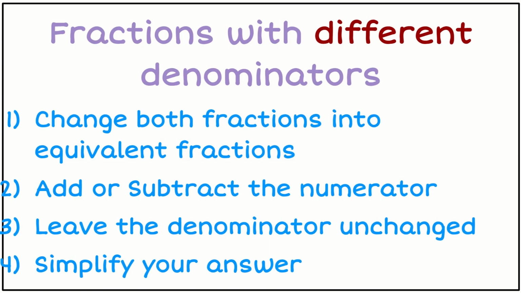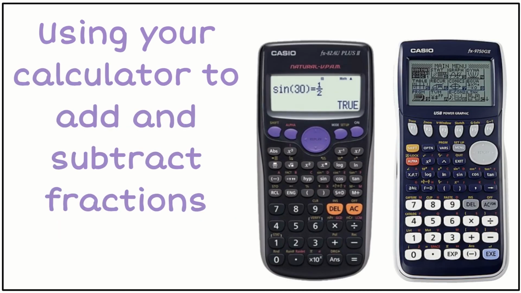So that leads to this process. Change both the fractions into equivalent fractions, and often that involves finding things like the lowest common multiple of numbers. We want to add or subtract the numerators, leave the denominators alone and simplify the answer. So we can also do this on our calculator.